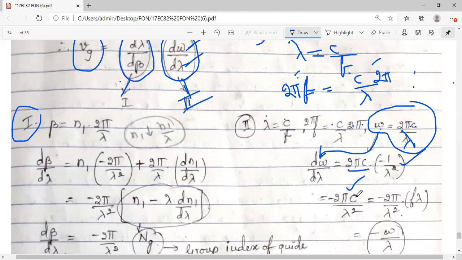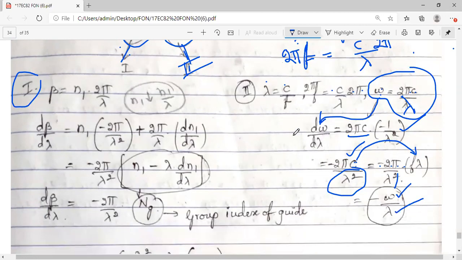Instead of writing c, because c is again related to lambda, c is equal to f lambda. So I can cancel one lambda from the denominator. What I did, c is substituted with f lambda. One lambda gets cancelled. You will be left with minus 2 pi f, which is nothing but omega, so minus omega by lambda. This is your second term differentiation.